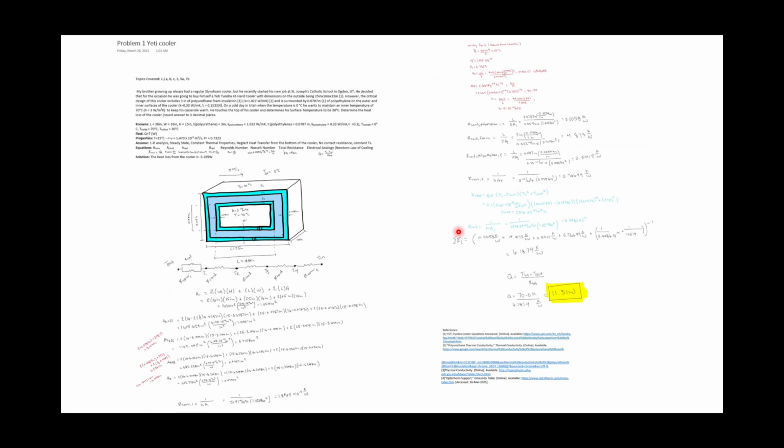As we know, we will need to calculate the total resistance, which can be seen in this calculation. Here it was determined to be 6.1874 Kelvin per watt. From there, we can solve for Q by using the following equation, and solving, we get a value of 11.31 watts.